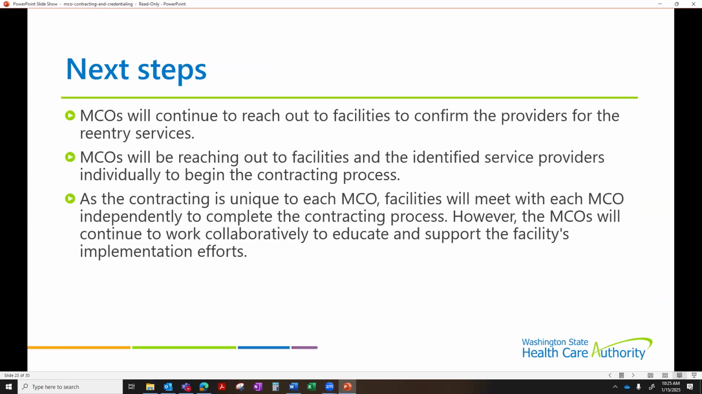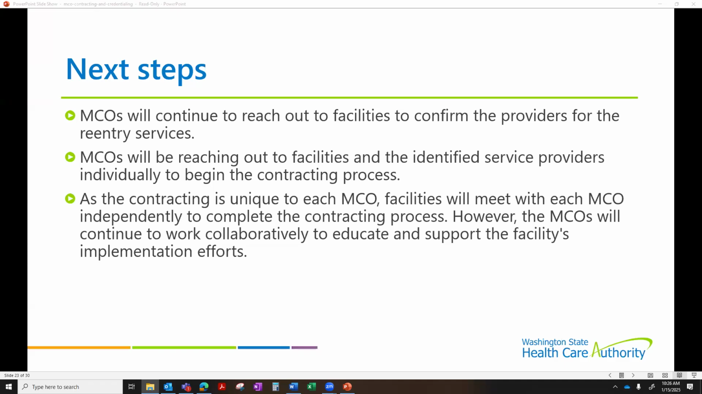So for next steps, the MCOs will continue to connect and reach out to all of the facilities to confirm the providers for reentry services. Many of you in cohort 1 have already been receiving communication from us to see who you're using for reentry services. That process will continue. MCOs will then outreach the facilities and the identified service providers individually to begin the contracting process.